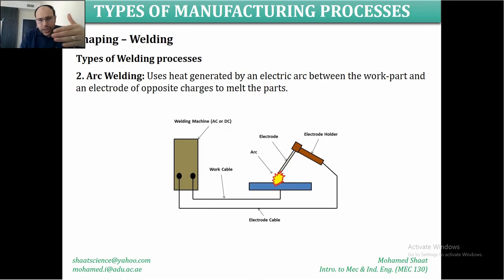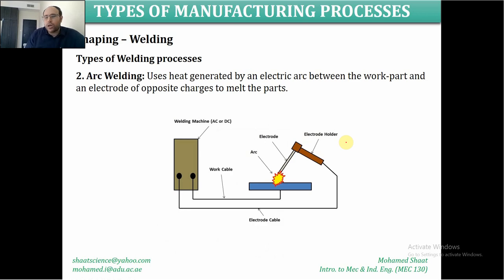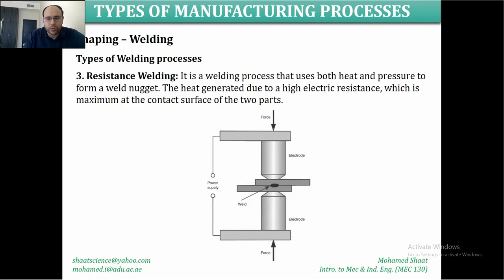So the difference between arc welding and gas welding, or the common between them, is that we are using only heat. There is no pressure. We are not pressing the two pieces together to be welded, but instead we're just using heat to achieve the welding by melting the two pieces together. But the difference between them is how we are going to generate the heat. In gas welding, we are generating the heat by burning a gas fuel mixture, but here we are generating the heat by the electricity, by allowing the electrons to move between the electrode and the workpiece surface.